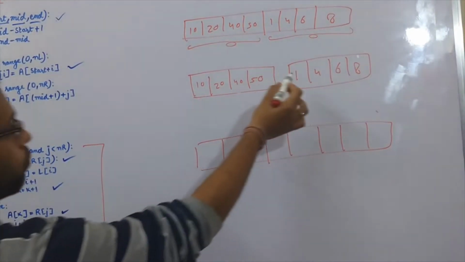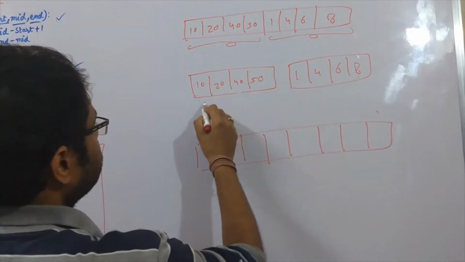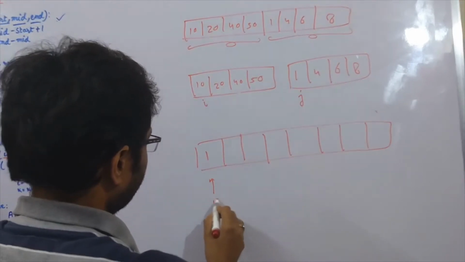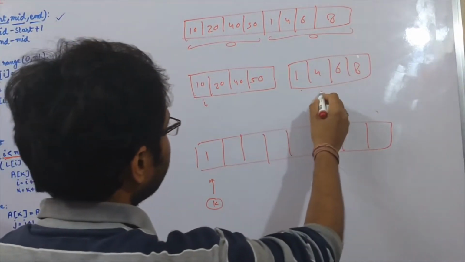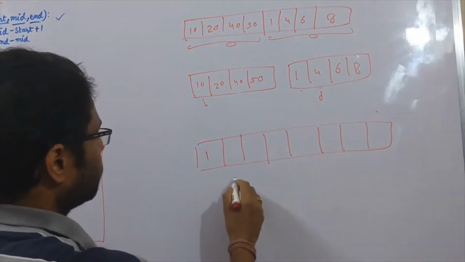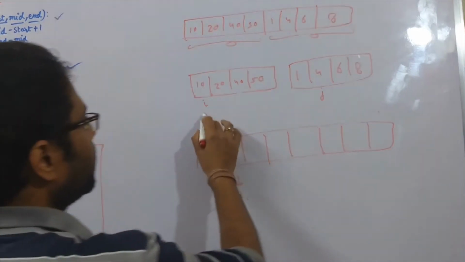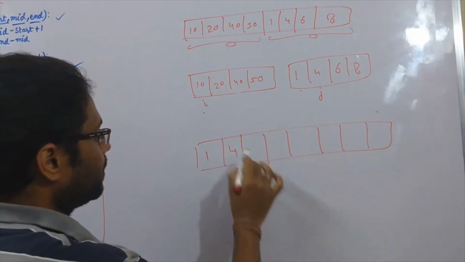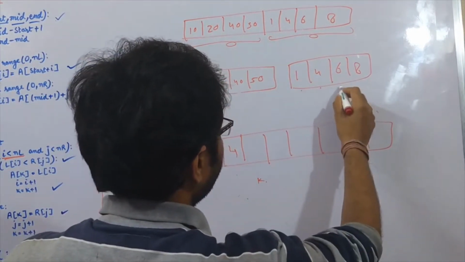Now 10 and 1 are compared. Which one is lesser? 1 will be printed here. Now this is the I value, this is the J value and this is the K value. So J will be incremented and K will be incremented. In the next case, we compare 10 with 4. Which one is lesser? 4, so 4 will be copied. Now K will be incremented and J will be incremented.